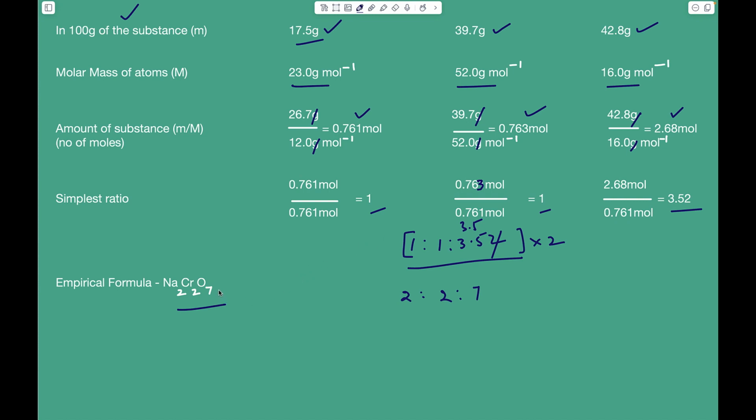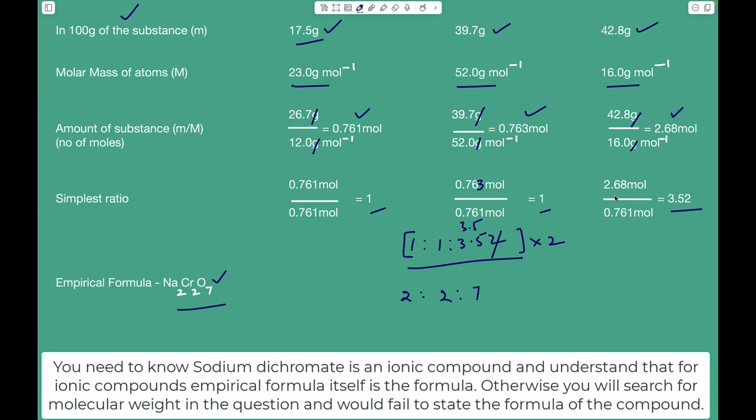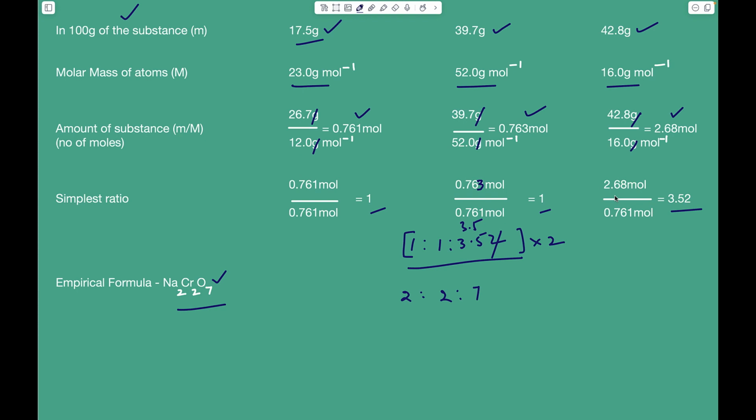Remember, this is sodium dichromate, and it is an ionic compound. For ionic compounds, the empirical formula itself is taken as the formula of the compound, or the formula unit of that compound. So this is the formula of the compound, because ionic compounds do not contain molecules. So there is no molecular formula for sodium dichromate. The empirical formula itself is its formula.